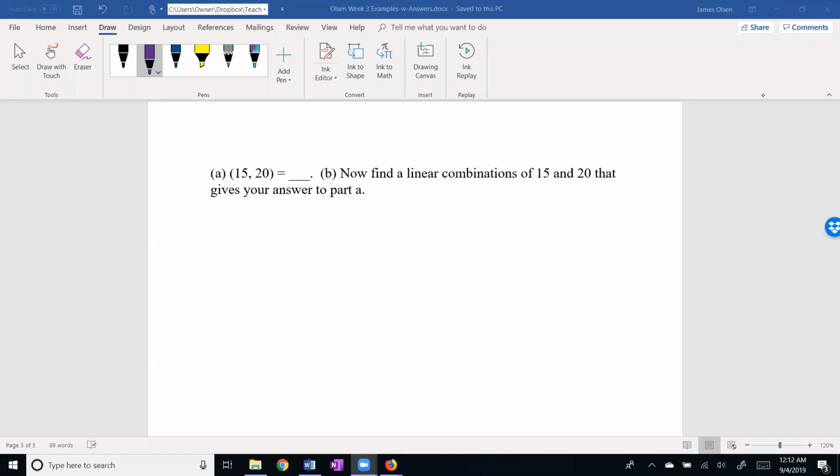Now I'd like to go on to our next example. Find the greatest common divisor of 15 and 20, and then find a linear combination of 15 and 20 that gives your answer to part A. I hope you can see that the greatest common divisor of 15 and 20 is 5. This is not designed to be tricky. This first week on GCD, we're mainly understanding the notation. And the linear combination is going to be 15 times negative 1 plus 20 times 1 to give 5. Once again, we're mainly learning the terminology and the notation.